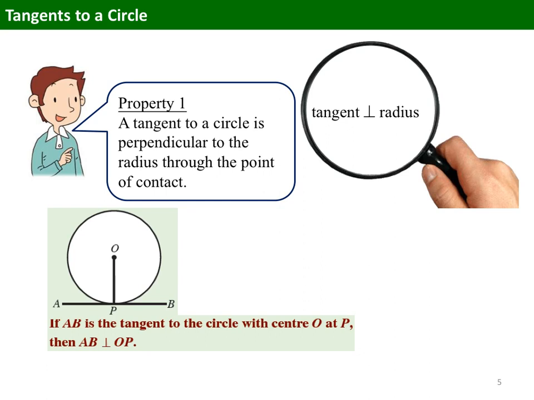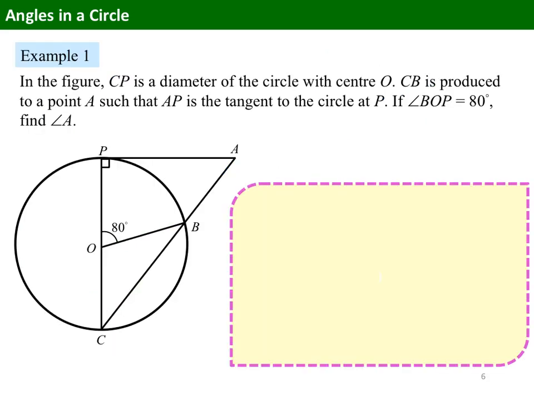Property 1. If I have a tangent here, AB, and the point of contact P is here, we all know that OP is the radius. Then we will have a property that this angle is 90 degrees. When we use this property, write down tangent is perpendicular to radius. With example 1.